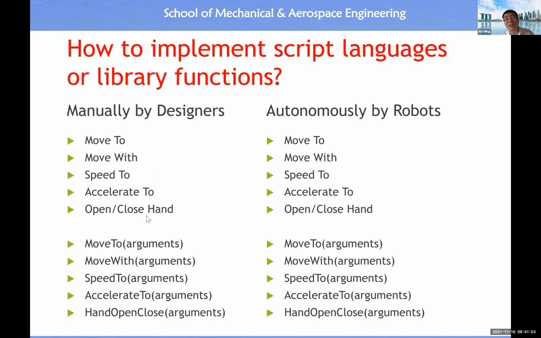Otherwise, the buyer of your product does not know what to do with your product. If your robot is not intelligent enough, then without this library function or without the commands, the buyer of your robot can do nothing. So regardless of how intelligent the robot developed by you is, try to provide the script language and the library function to the buyer of your robot.